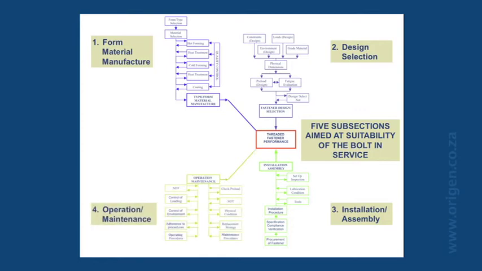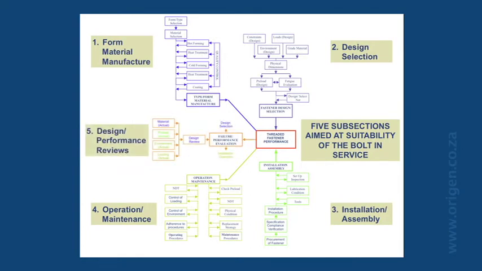In the fourth subsection on operation and maintenance, we will discuss aspects that impact on maintenance and operation. The final subsection revolves around design and performance review and is really about learning from historical performance and the aspects of review, a process that should be fed back into design and selection and installation and operation.